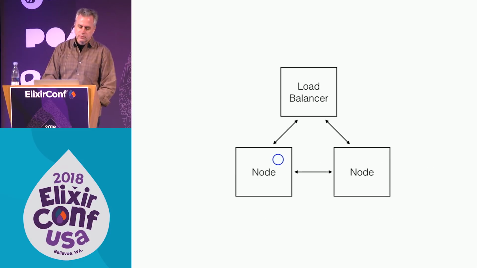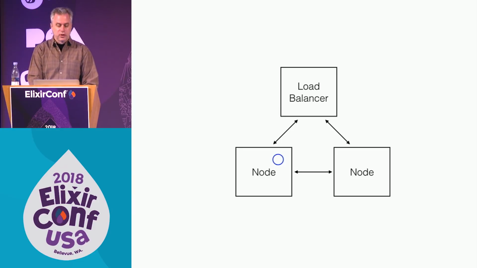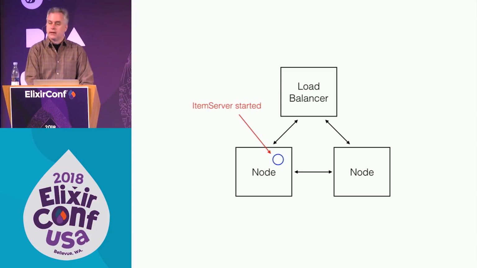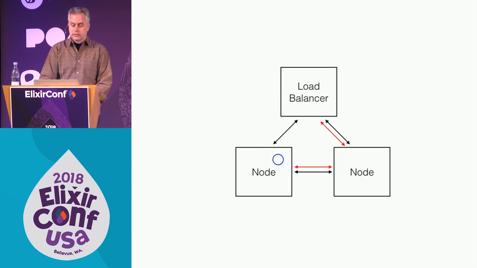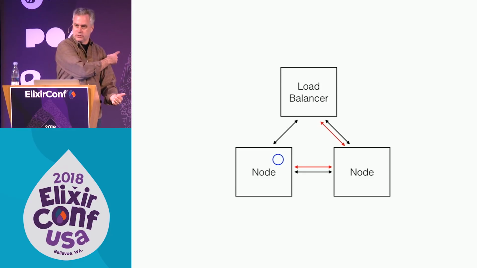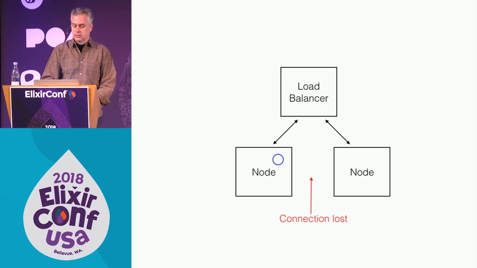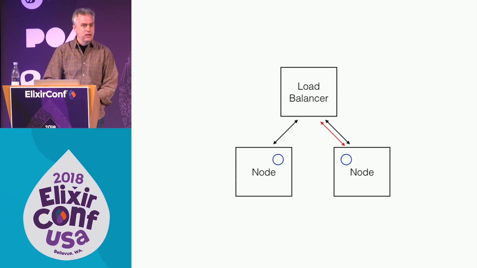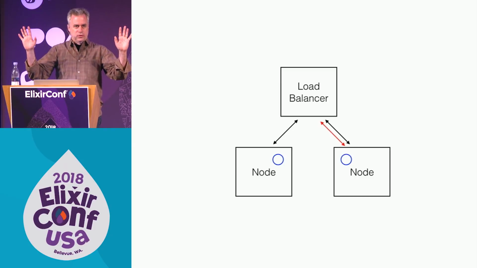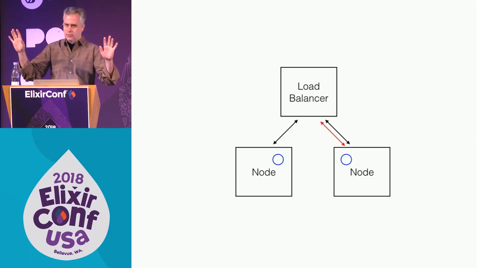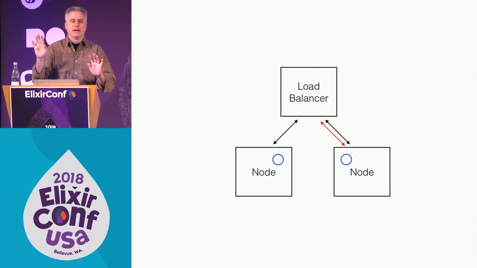So here's a minimal example. Let's say we've got a load balancer, we've got two nodes, the nodes are connected, and we've got an item server started on the left node. So now the load balancer sends a message to the node on the right. Because there's global registration, it knows that the process that it wants to reach is on the left node, and passes the message over to the item server that's over there. All's good. Now the connection gets lost. The load balancer sends another message to that same process ID to the right node. But because the right node can't talk to the left node, it can't get at that process, so it starts its own. So now we have two representations of the same item in the system at the same time, and their state is different, because the one on the right has had an extra message go through it, and it's already transformed its state.